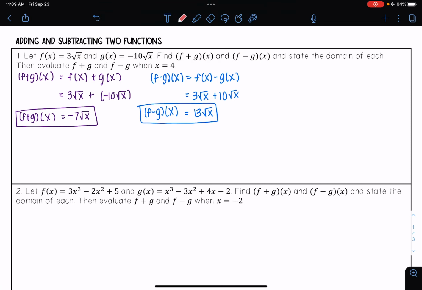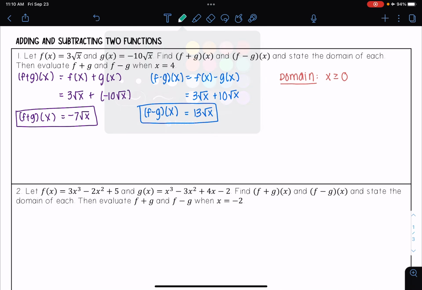Okay, and then the next part says to state the domain of each. And so the domain is going to be the same for both because I have the same functions f and g. I'm looking to see, for both of those functions, what is my domain? Well, I see both of these are square root functions, and we learned with square root functions that we can't have any negative numbers, because if I take the square root of a negative number, that gets me a non-real solution. So that means the domain for both here is going to be x is greater than or equal to 0, because the value under the square root of x has to be non-negative.